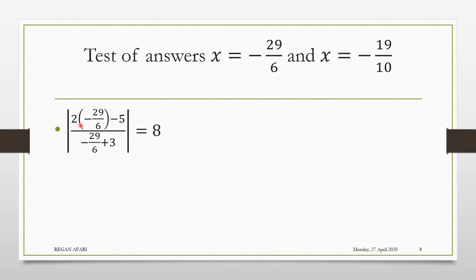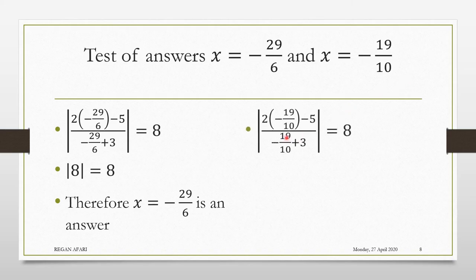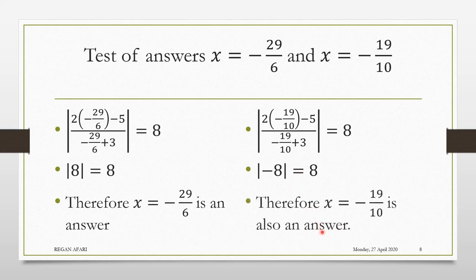We put -29/6 in there. What do we get? We get 8. Now the absolute value of 8 is 8, so that is true. Okay, so this is an answer, we are accepting it. How about this? Let's test it. All right, so we put it into the modulus function, and then what do we get? We get -8, but the absolute value of -8 is what? It is 8, so we will accept this one too. That means that the solution is both this and that.